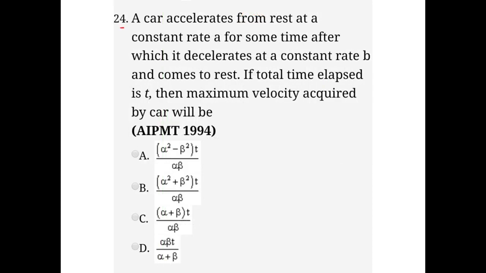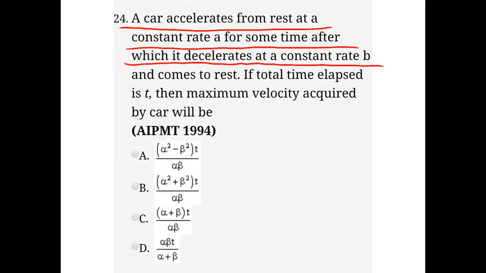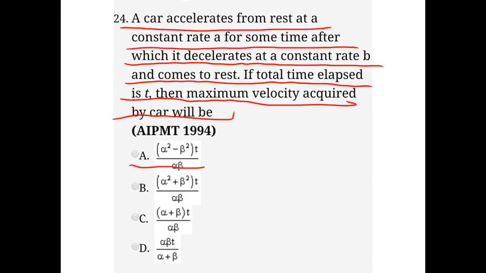Question number 24. A car accelerates from rest at a constant rate alpha for some time, after which it decelerates at a constant rate beta and comes to rest. If the total time elapsed is t, then the maximum velocity acquired by the car will be: option A, alpha square minus beta square by alpha beta into t. Option B, alpha square plus beta square by alpha beta into t. Option C, alpha plus beta divided by alpha beta into t. Option D, alpha beta by alpha plus beta into t.